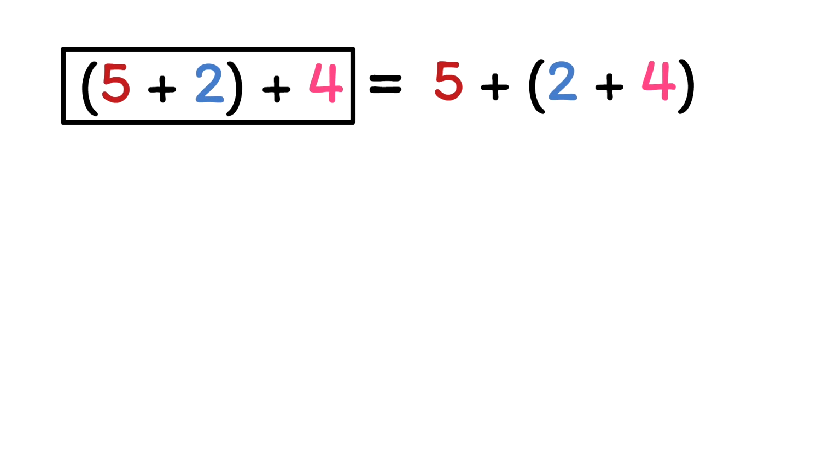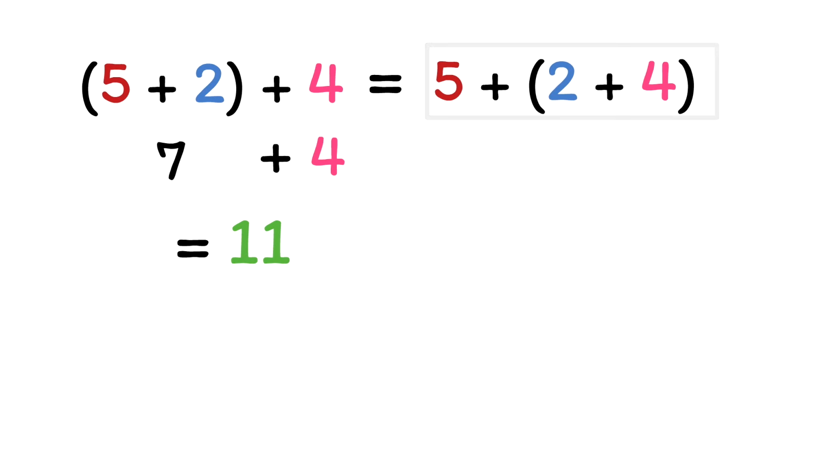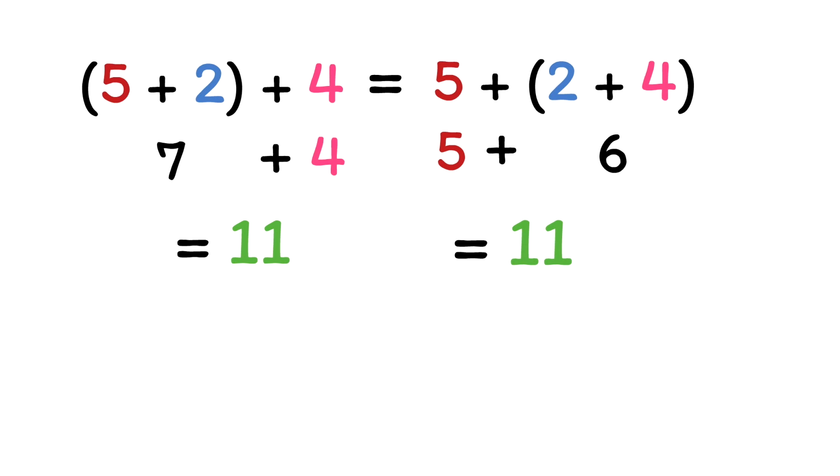So for the left side, 5 plus 2 is 7, and 7 plus 4 is 11. For the right side, 2 plus 4 is 6, and 6 plus 5 is 11. Notice here that the answers are the same. Now, let's see how the associative property works with multiplication.